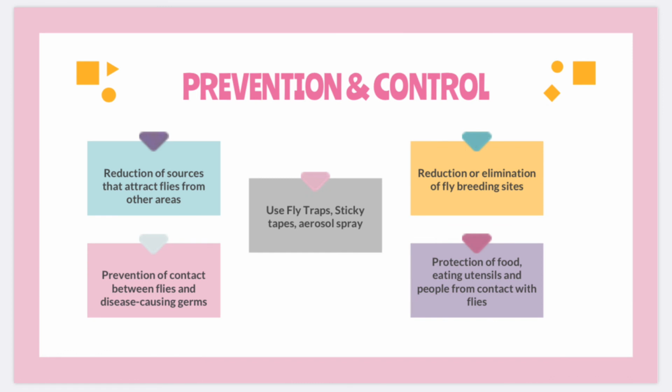To prevent and control the diseases caused and transmitted by flies, use fly traps, sticky tapes, and aerosol spray. Other than that are the reduction or elimination of fly breeding sites, reduction of sources that attract flies from other areas, protection of food, eating utensils, and people from contact with flies, especially in small stalls, and prevention of contact between flies and disease-causing germs.